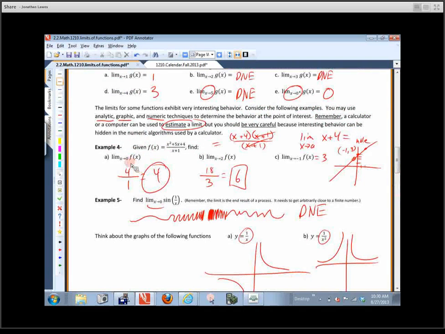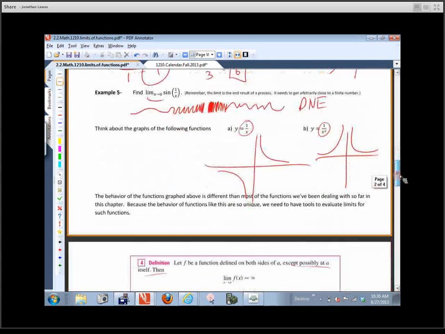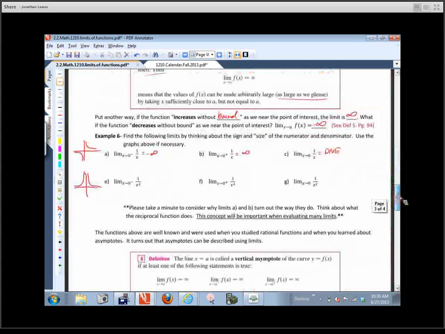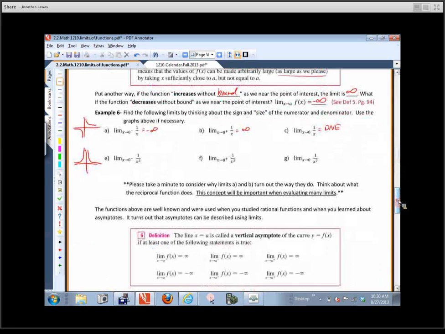So the closer we get to 0, the closer the top gets to 4, and for the bottom it was getting close to 1. Never actually equaled 4, never actually equaled 1. But we kind of make that argument. Okay, I want to do the same thing here.